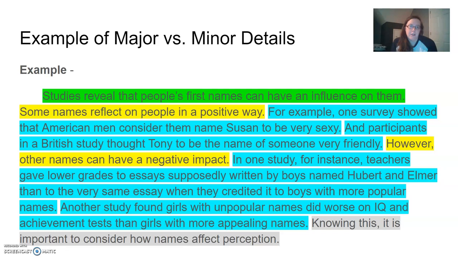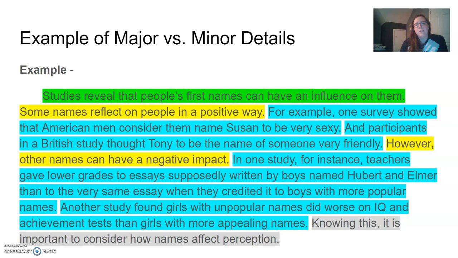Then again, moving on to the second major detail. However, other names can have a negative impact. Now we're looking at information found within a study. In one study, for instance, use that as an exemplification or an illustrative transition. In one study, teachers gave lower grades to essays supposedly written by boys named Hubert and Elmer than to the very same essay when they credited it to boys with more popular names. Another study found girls with unpopular names did worse on IQ and achievement tests than girls with more appealing names. Again, ending on the concluding sentence, knowing this, it is important to consider how names affect perception.